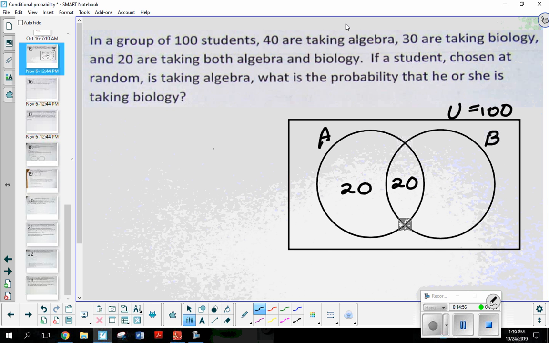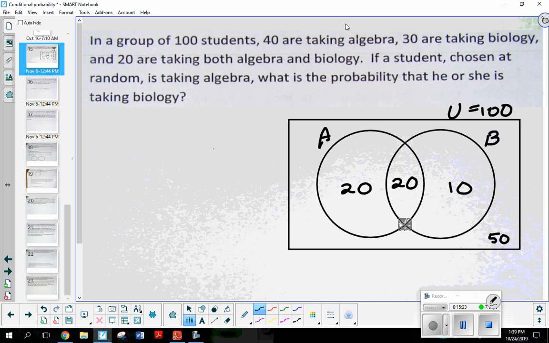Okay, so I'm going to go ahead and put a 20 there. If there are 30 taking biology total, then only 10 are taking strictly biology. Okay, and not algebra. Okay, and am I missing anything? There you go. So this union right here of A and B only accounts for 50 of the students. So somewhere out there, I'm going to have to go ahead and place that 50.